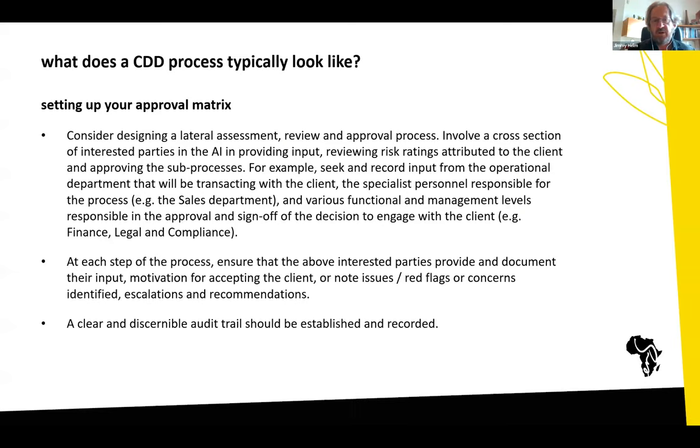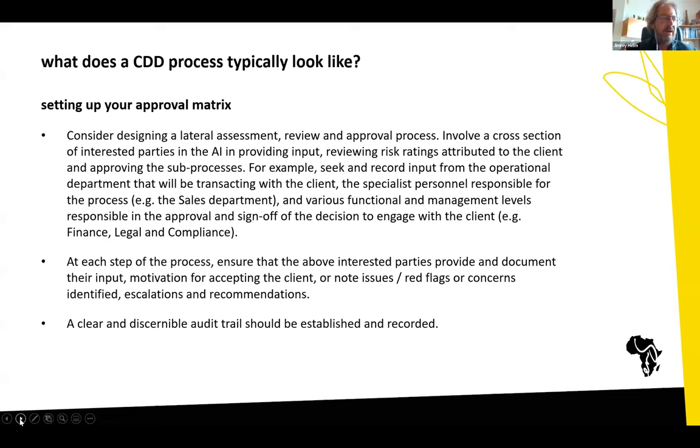What we'd like to start off doing is looking at what a client due diligence process typically looks like. One of the key issues to set up right from the beginning is the approval process. And we urge clients to design a lateral assessment review and approval process by involving a cross section of interested parties in the accountable institution. You then obtain input from various parts of the business. You're able to review risk ratings and approve sub processes.